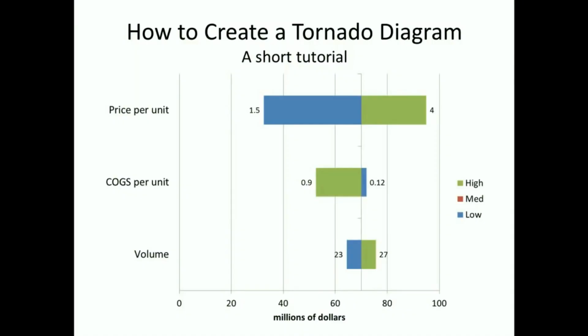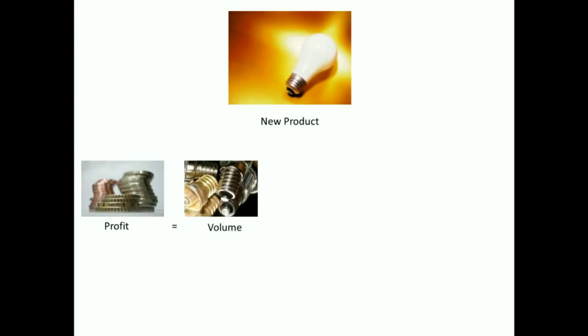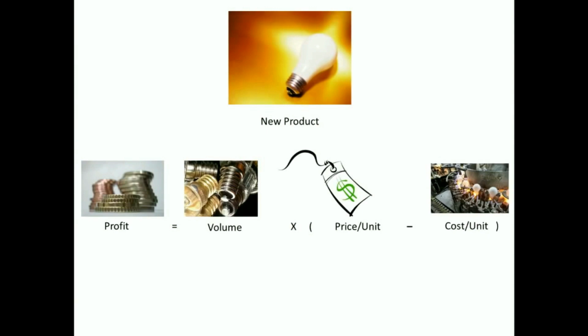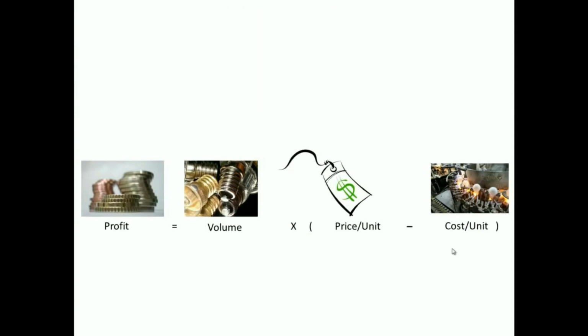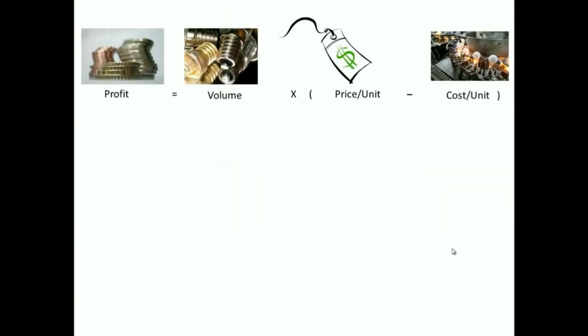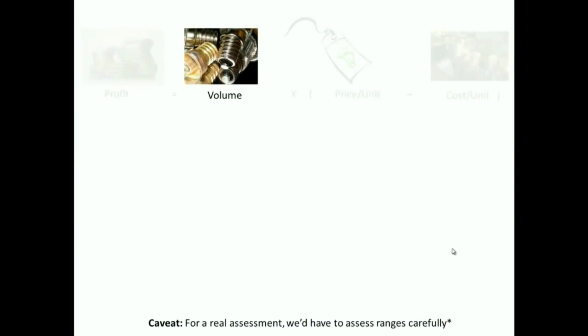A short tutorial on how to create a tornado diagram like the one you're seeing on this screen using a simple product development example. For this example, profit will be measured using this formula, which describes profit as volume times price minus cost. We'll assess each of these factors one by one, starting with the volume.